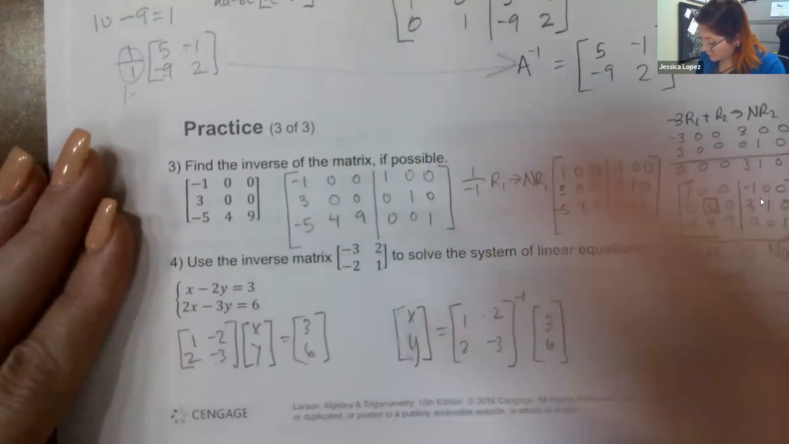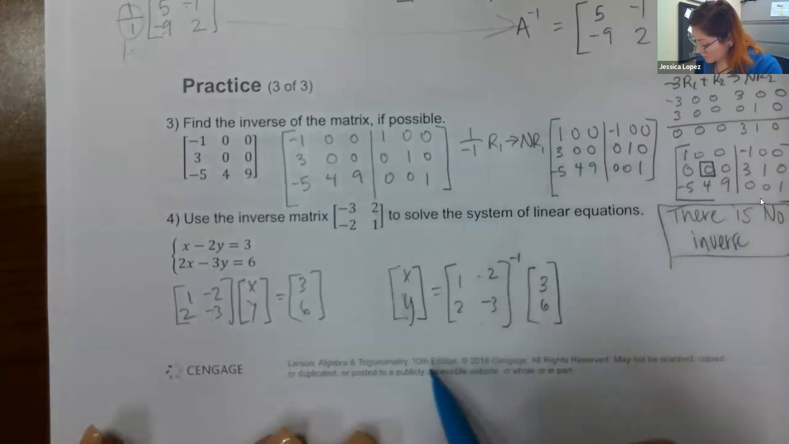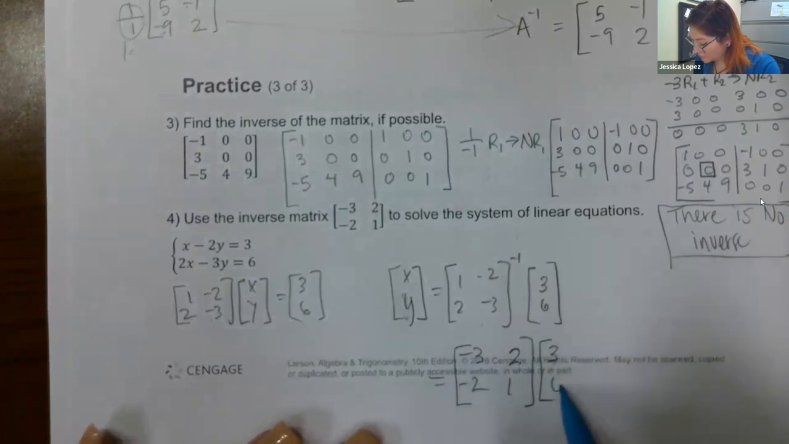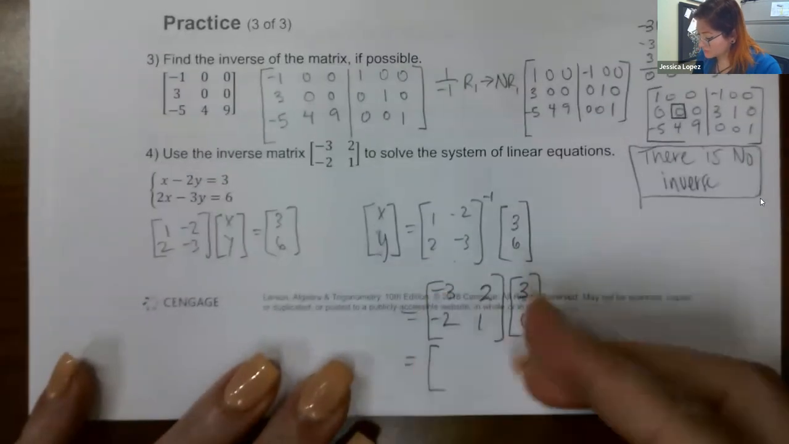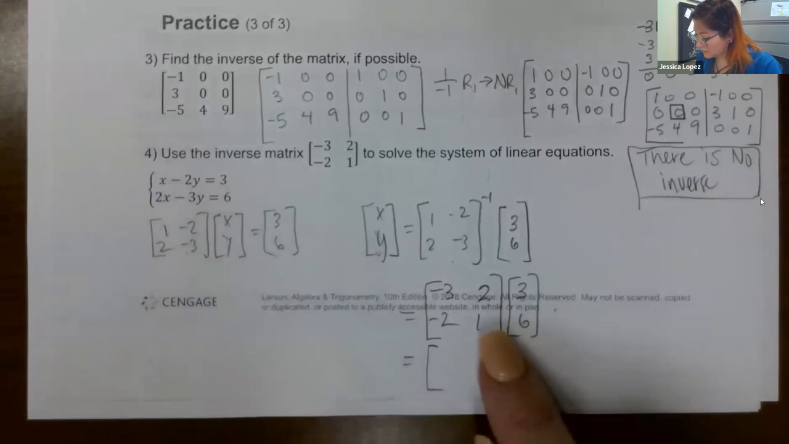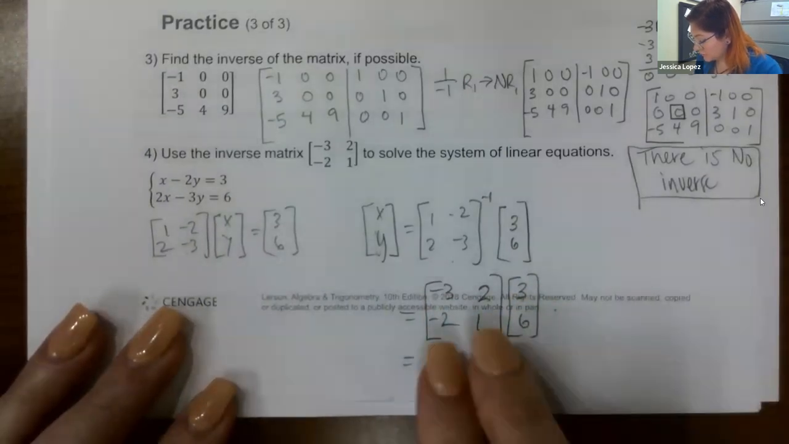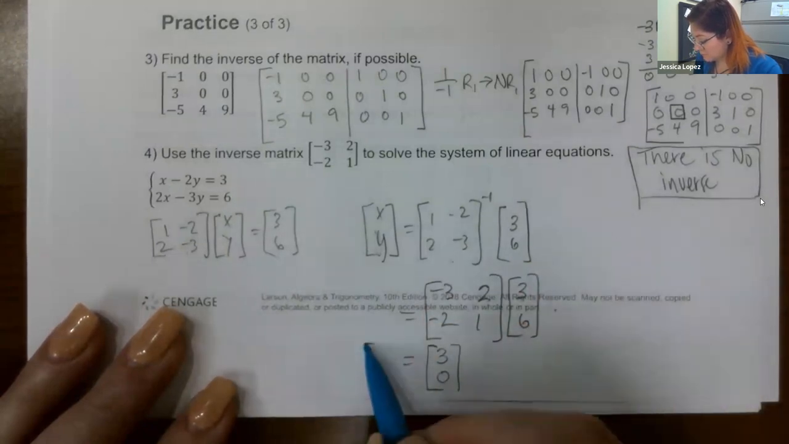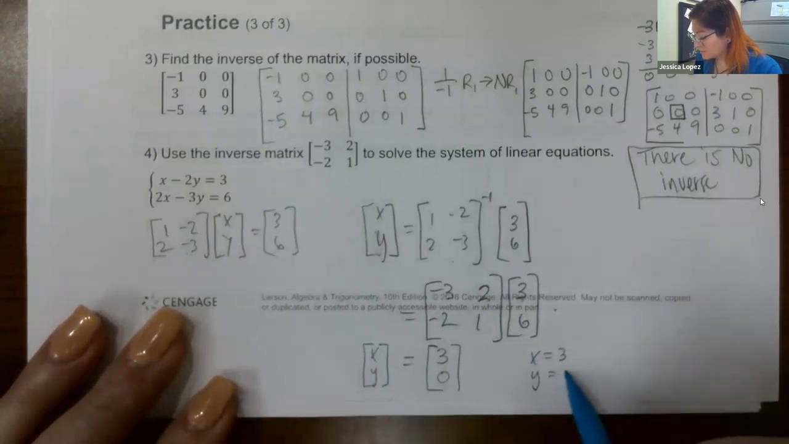I apologize. So they do give you this inverse on this particular problem. And so all I have to do is fill that in. And then I can do the product. So when I do the product, it's going to be this times this. So that's negative 9 plus 12. Negative 9 plus 12 is 3. Then I'm going to have negative 6 and positive 6. So I get 0. So what does that mean? That means x is 3 and y is 0.